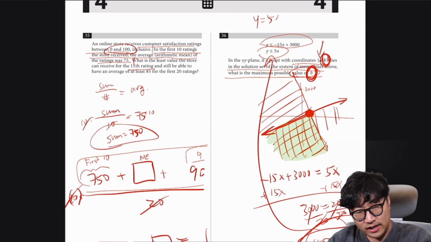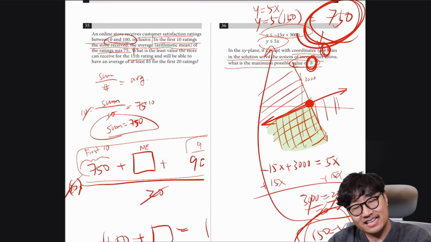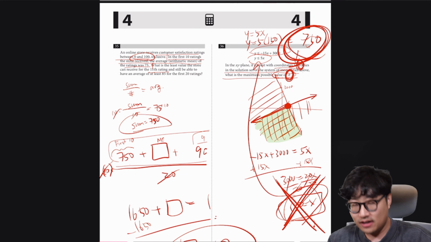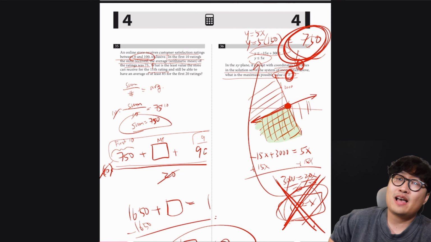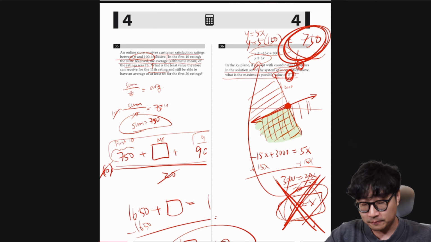Y is equal to 5x. So y is equal to 5 times 150, and that will give you 750. That is the answer, not the 150. 150 is not your answer. That is the value of A, the X value of the point of intersection, not the Y value, the B that the question is asking for.